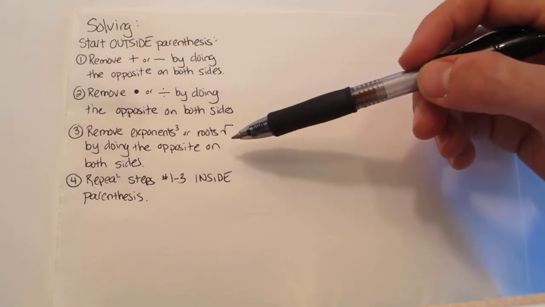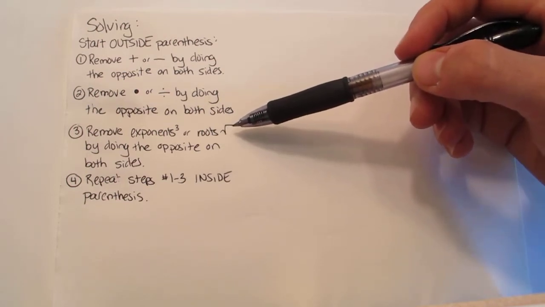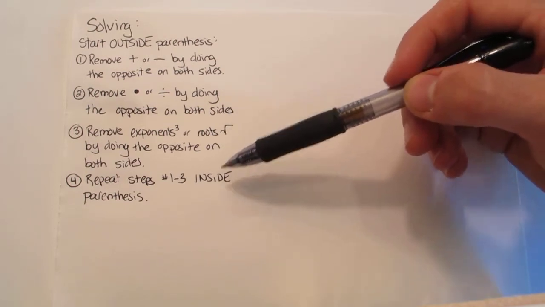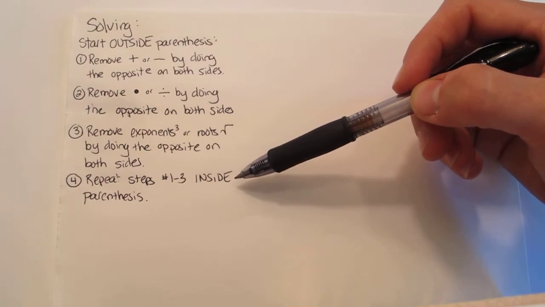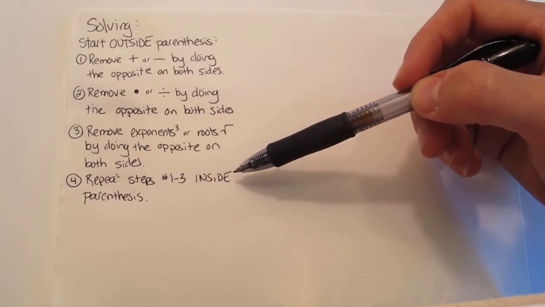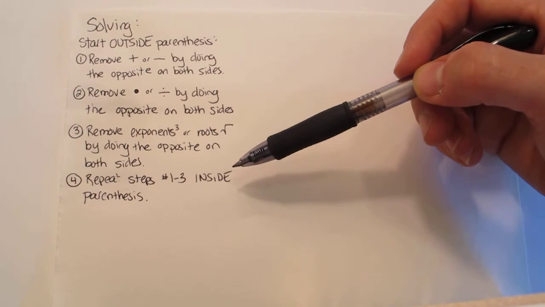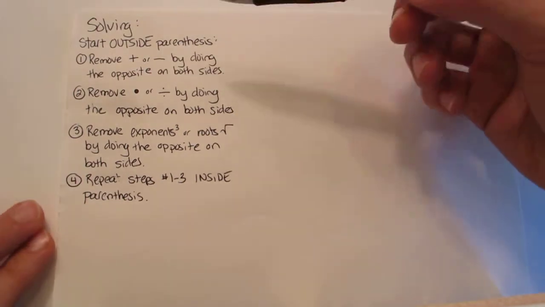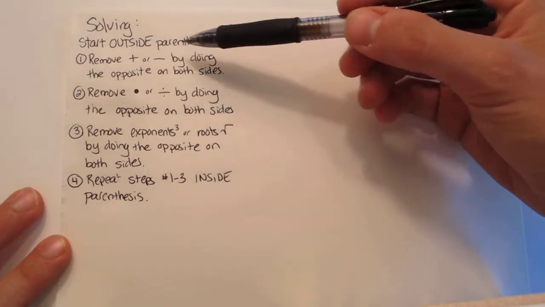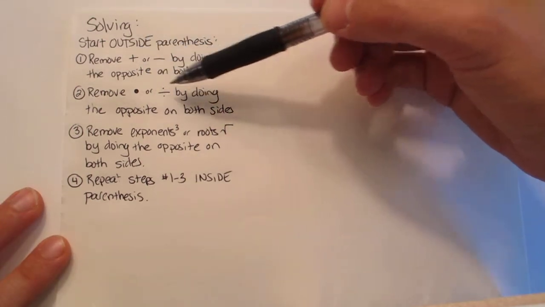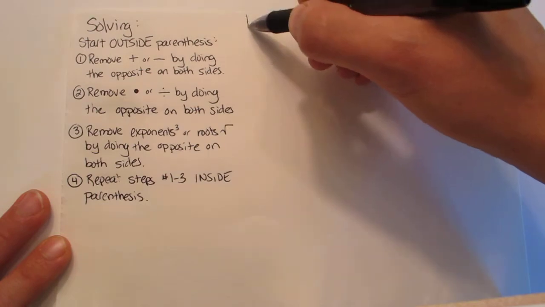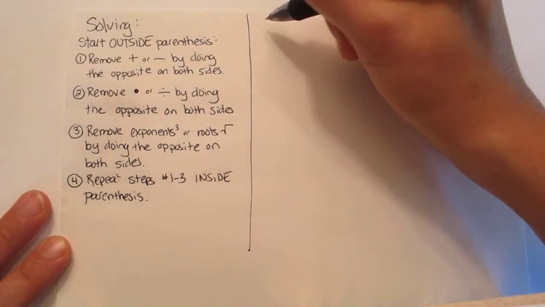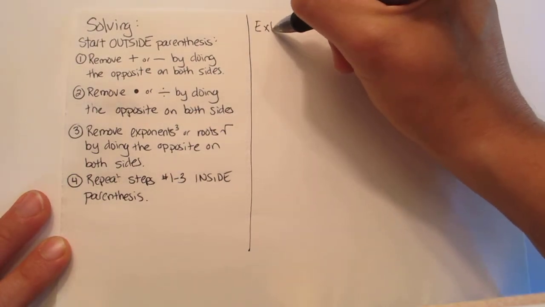And then step 3 is removing exponents or roots. We're not going to get to that today, so I'll skip to step 4, which is repeat steps 1 to 3 inside parentheses. And again, today we won't see any parentheses in our problems, so really all we have to worry about today are steps 1 and 2, getting rid of any addition, subtraction, multiplication, or division. So let's start with example 1.